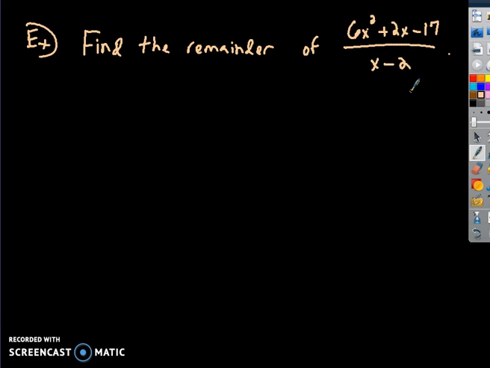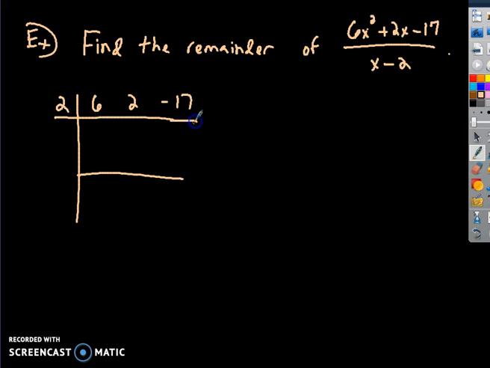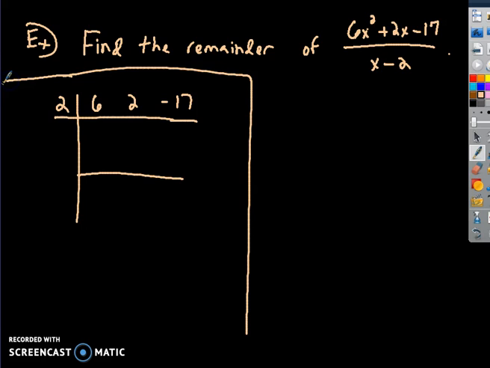And this looks like a synthetic division question to me, because I can actually use synthetic division for this. So I will go ahead and do that. Start with brackets. Outside is positive 2. The numbers are in the right order, squared to first to constant. So 6, 2, negative 17. Alright, so 6 comes down.